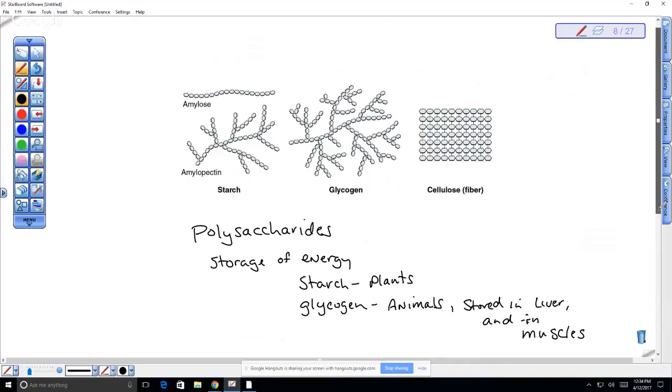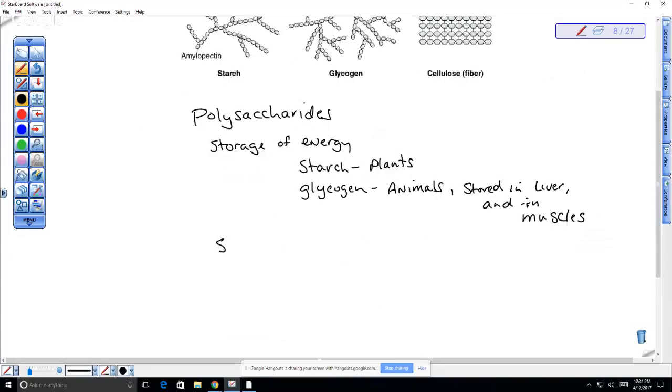We also have in some cases, structural polysaccharides. We do not use protein necessarily for our bones, but we do use it, actually we do use it in our bones, never mind. We use it in animals, let's talk about plants first. They have cellulose. So these are plants. So the cellulose is the fiber.